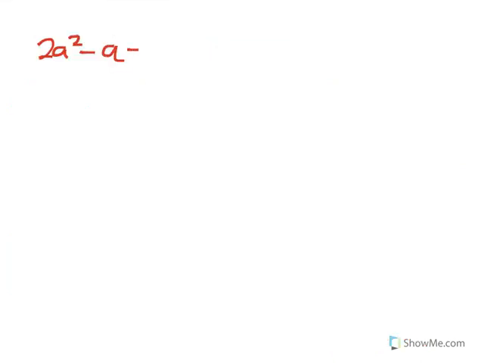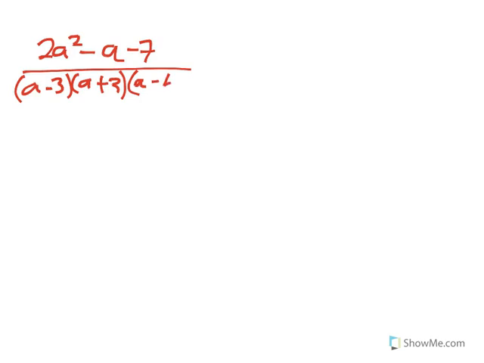So you're going to have minus 7 over a minus 3, a plus 3, and the other one is a minus 4. You cannot factorize this further, and then this will become your final answer. So the final answer will be 2a squared minus a minus 7 over a minus 3, a plus 3, a minus 4.